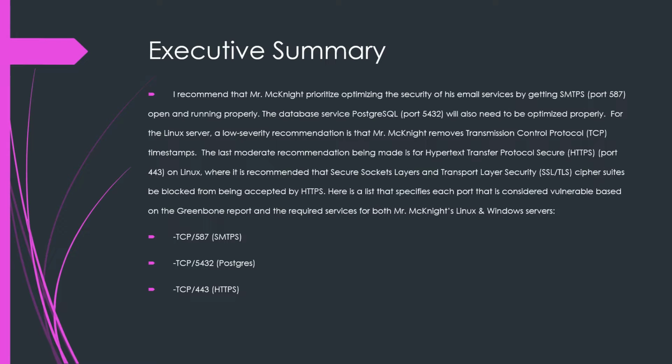are blocked from being accepted by HTTPS. And here's a list that specifies each port that's considered vulnerable based on the Greenbone report and the required services for both of Mr. McKnight's Linux and Windows servers. As you see here, you can see the TCP service SMTPS, which is port 587, the TCP service Postgres, which is port 5432, and the TCP service HTTPS, which is port 443.